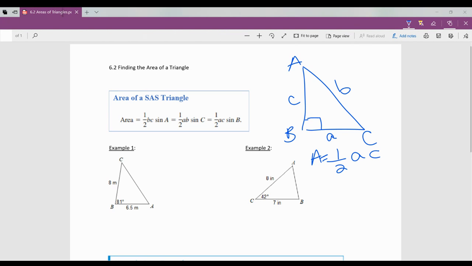The reason why we can do that is we have the height because we have the right angle right there. So what happens if we just have a triangle where we don't know the height? We can actually find the area from this equation. If we're given a side angle side triangle, it's 1/2 B times C times sine of A, or any of the other corresponding ones.